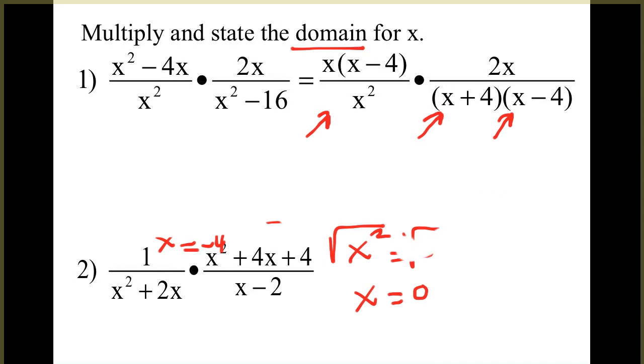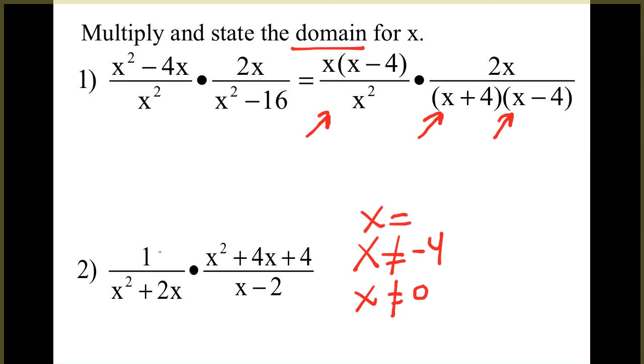The first one could be a 0. The next one, for x to equal 0, I cannot have x equal 0. I cannot have x equal negative 4. And I cannot have x equal positive 4.